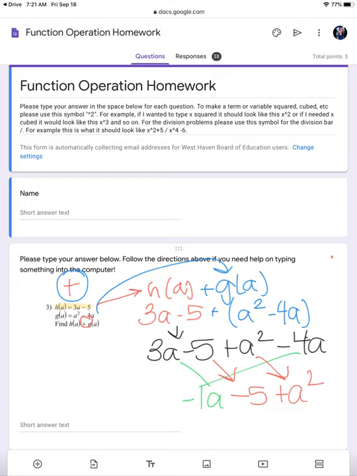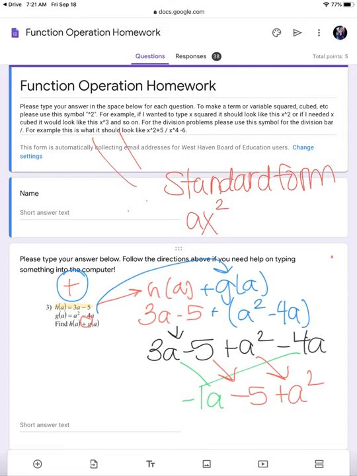Now, if you remember what I taught you guys yesterday on Wednesday, is standard form. I'm gonna write this down here. Okay? Standard form. Okay, this is important. ax squared plus bx plus c, where a, b, and c are numbers, okay? Those are numbers. They're never going to be an x, y, blah, blah, blah. They're always going to be numbers, okay? So we need to get this to look like this, okay?